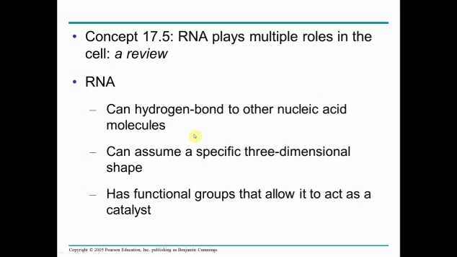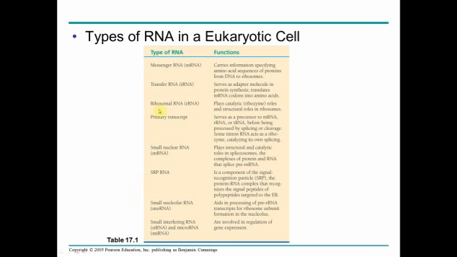So some quick review. RNA can hydrogen bond to other nucleic acid molecules. It shares the same principles, same basics as DNA. And we usually find RNA single-stranded, but you can find it double-stranded as well. It can have a specific three-dimensional shape, and you do know that it can act as a catalyst in the form of a ribozyme. There's multiple types of RNA.